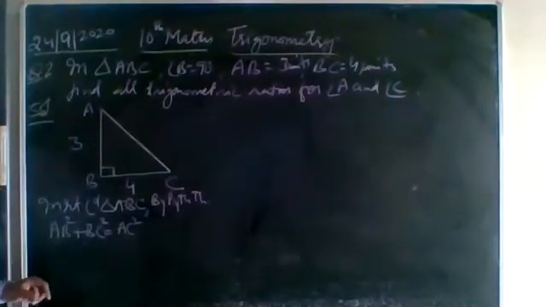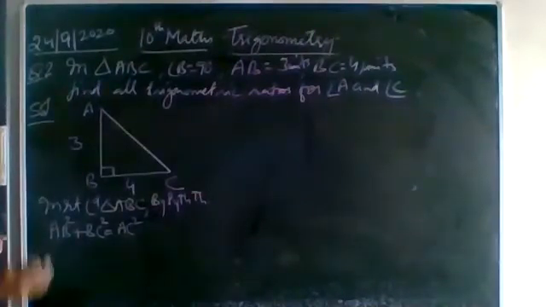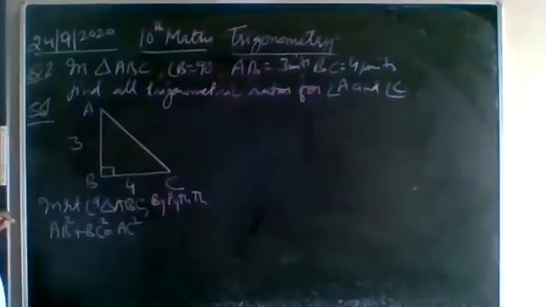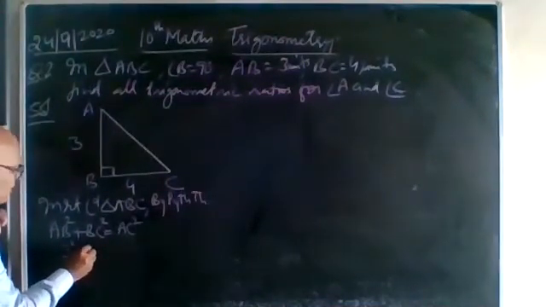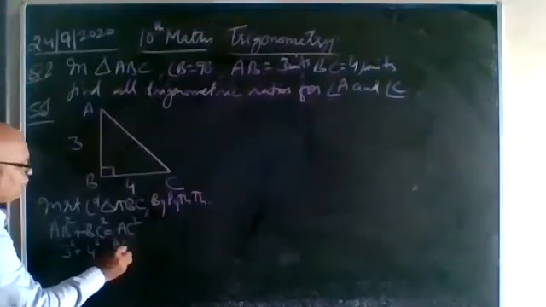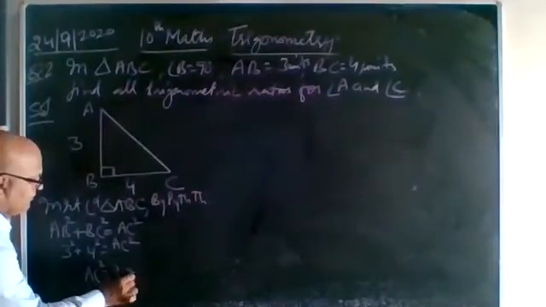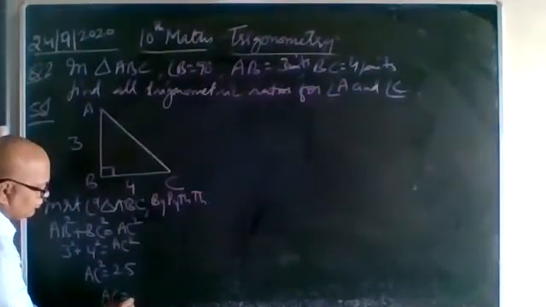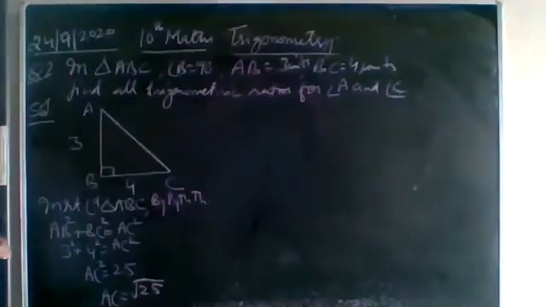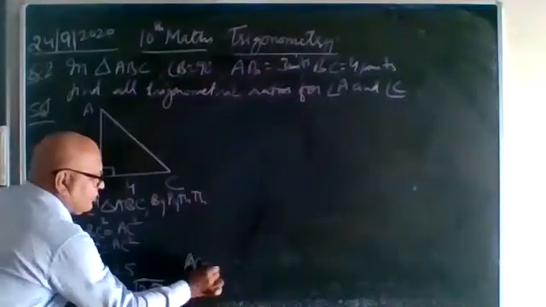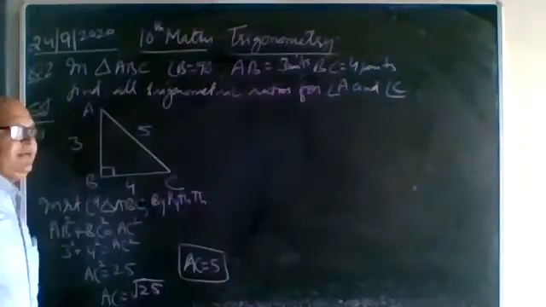Here you will not write perpendicular square or base square because the name of the triangle is given. AB is 3, so 3 square. BC is 4, so 4 square. 9 plus 16 is AC square, which is 25. So AC equals 5. This is 5 units.